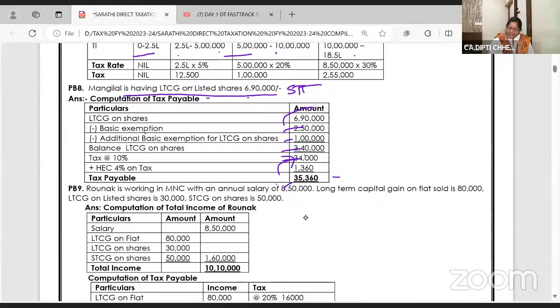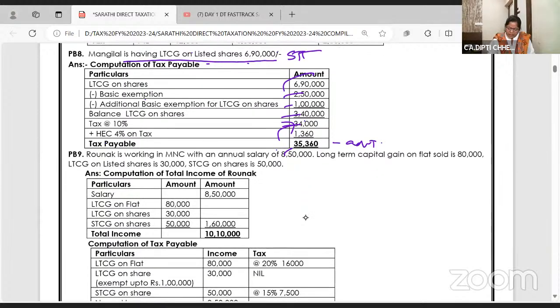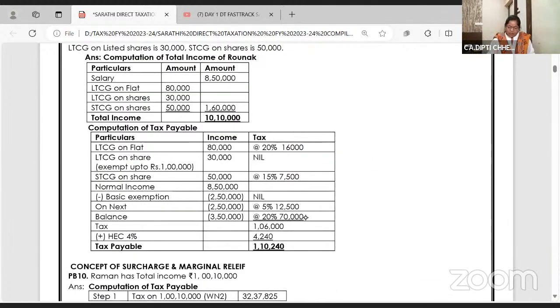Any advance tax and TDS, TCS will be deducted from this. That I'll teach a little later. Today is the first class. Is my speed fine? Are you all following? Special income, special rates, normal income, normal rate.